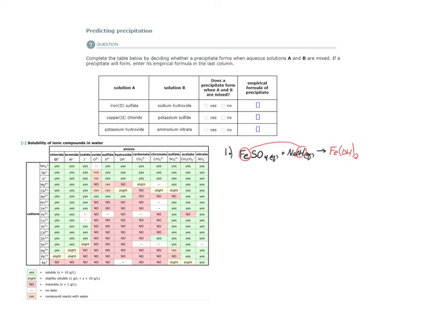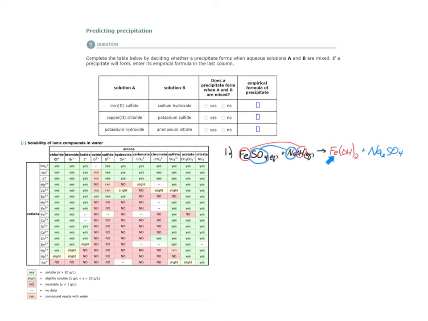And what else would we make? Well, let's take the cation from this substance and swap it with the anion from this substance. We would also make sodium sulfate. Now, we're not finished. We predicted the products by swapping cation and anion, but we also need to see which of these, if any, is a precipitate. So are they soluble in water or are they insoluble in water? We need to check. Let's check iron 2 hydroxide first.